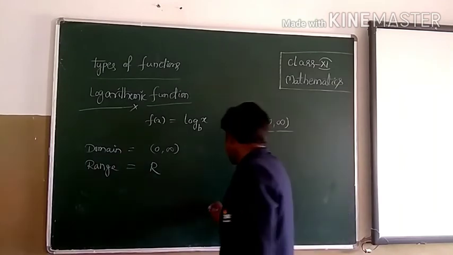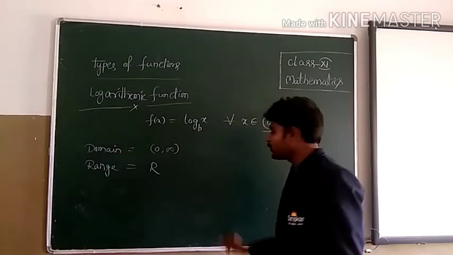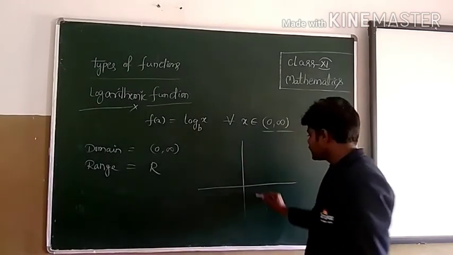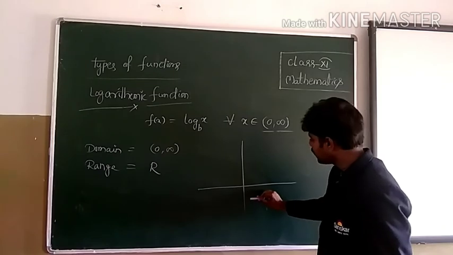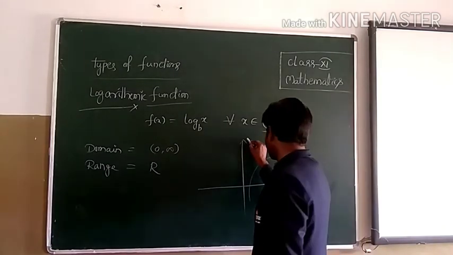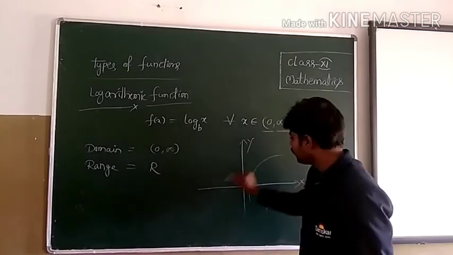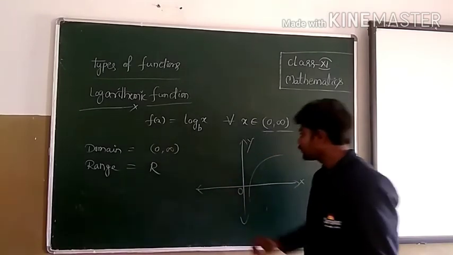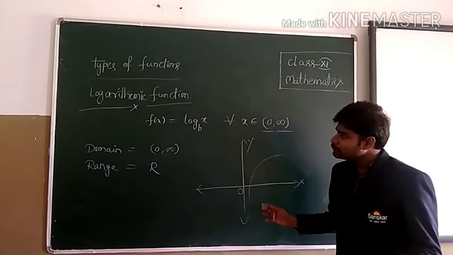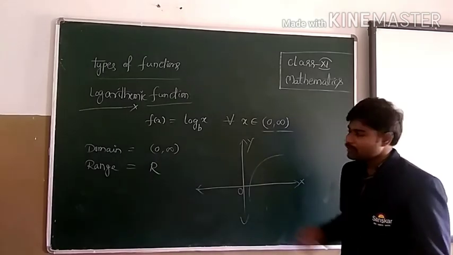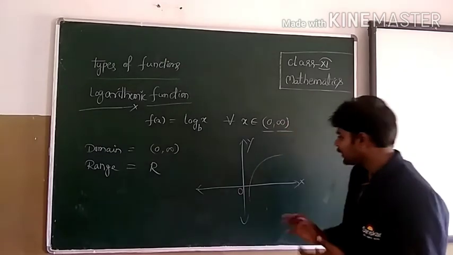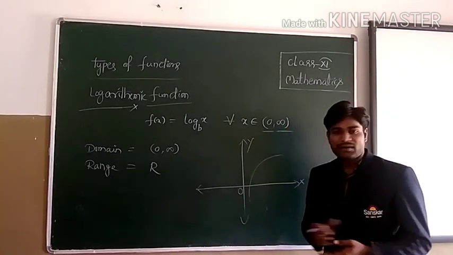Okay. Rough diagram, the graph of the logarithmic function, just see, this is the rough diagram. The graph of this logarithmic function will be like this. This is x and this is y. This is the origin. So the shape of the logarithmic function is like this. This is just a rough diagram for the logarithmic function. So if you go through all these functions, you will get clarity on each and every function.